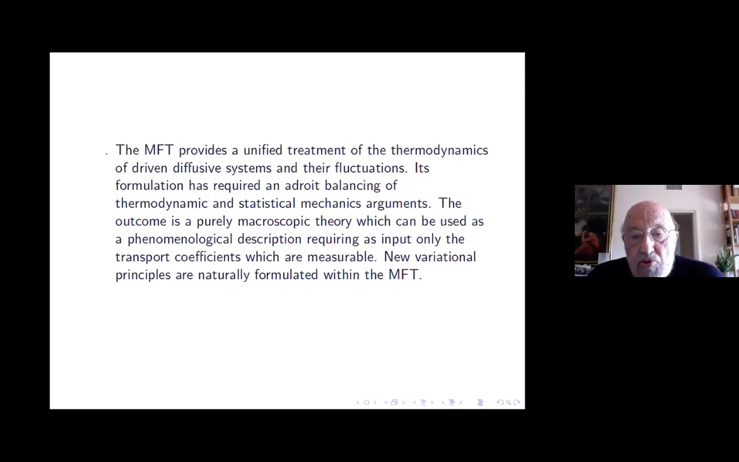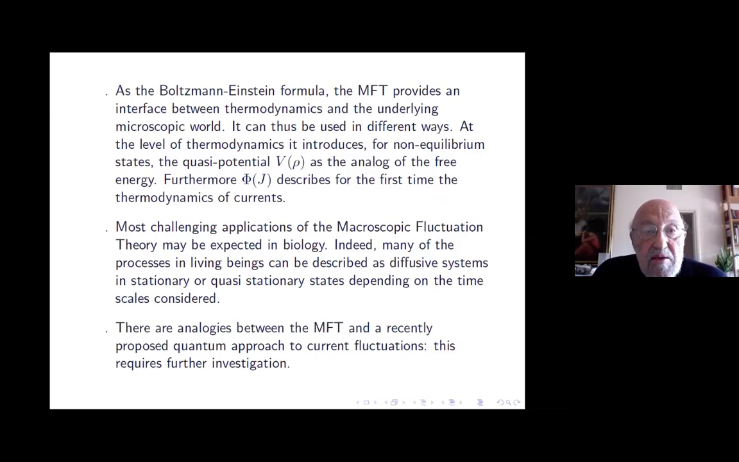So the outcome is a purely macroscopic theory, which can also be used as a phenomenological theory. As input, it's enough to have the transport coefficients, which are measurable. And you have a new variational principle. Remember that entropy in equilibrium statistical mechanics is defined by variational principles. So you have a generalization of the Einstein formula for equilibrium, and there are formulas which provide an interface between thermodynamics and the underlying dynamics.